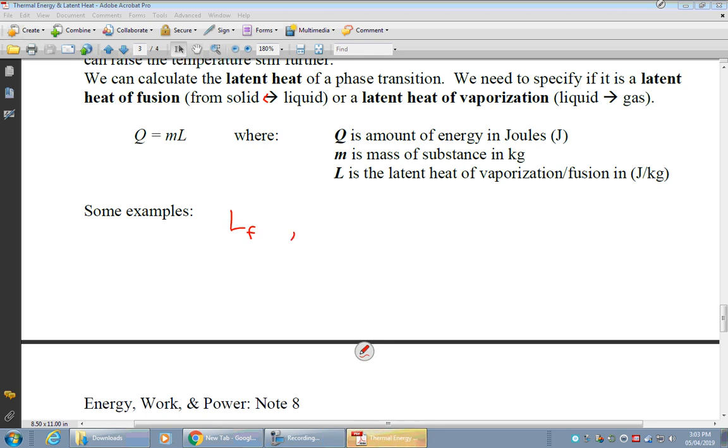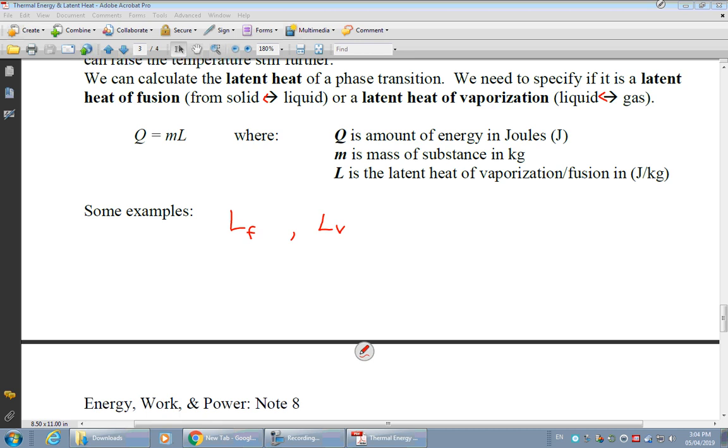But the other kind that we sometimes use is called LV, latent heat of vaporization. And that's for when we're changing something from a liquid to a gas, but we can also use it to figure out how much energy is released when we go from a gas to a liquid. So you might want to add an arrow up there that goes the other way. From there, all we have to do is use our formula that says that Q is equal to mL.